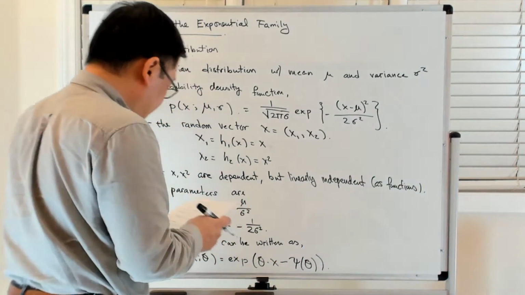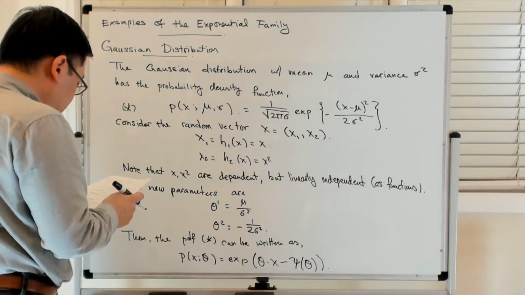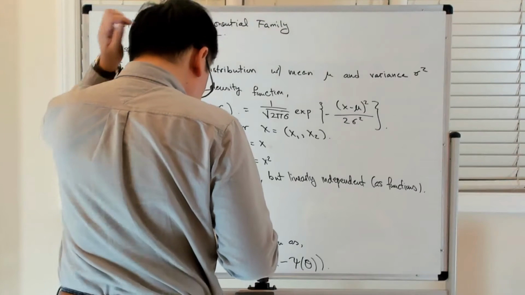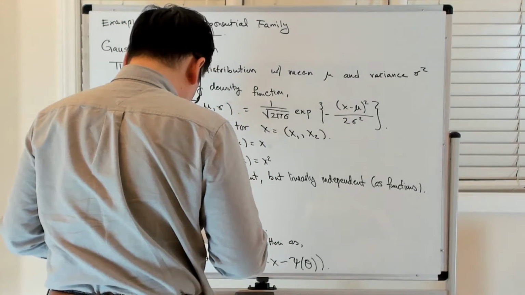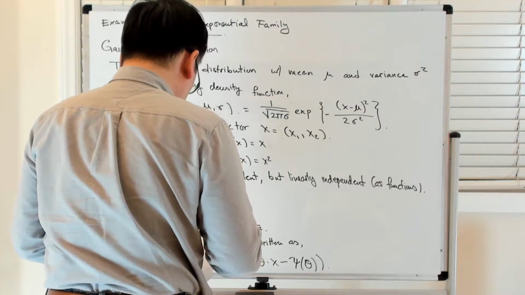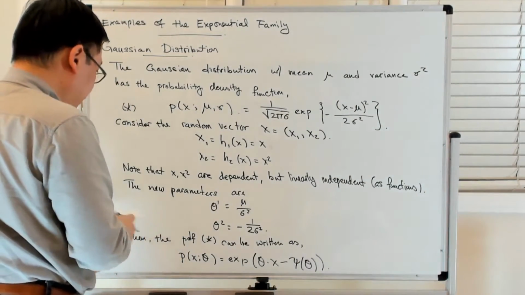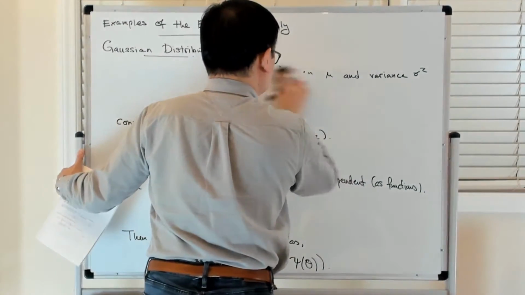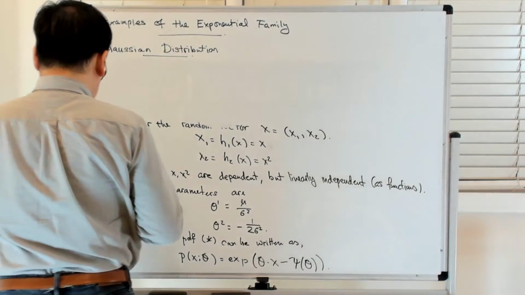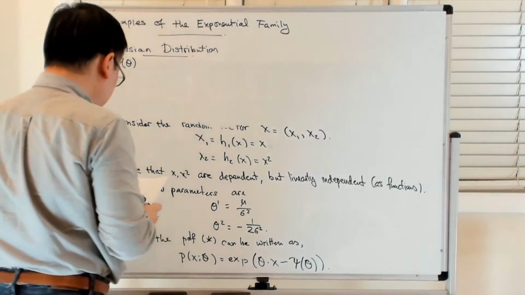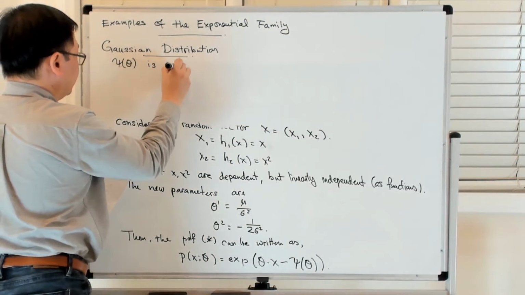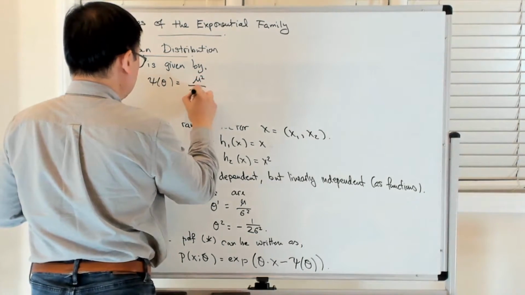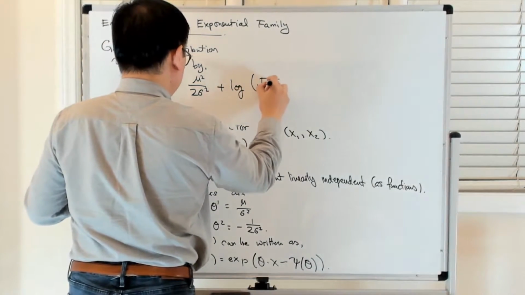So that is the normalization factor. The normalization factor is given by, and this is a convex function, if you recall, the following: mu squared divided by 2 sigma squared plus the log of square root of 2 pi times sigma.